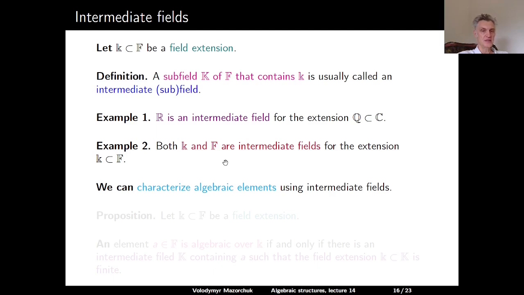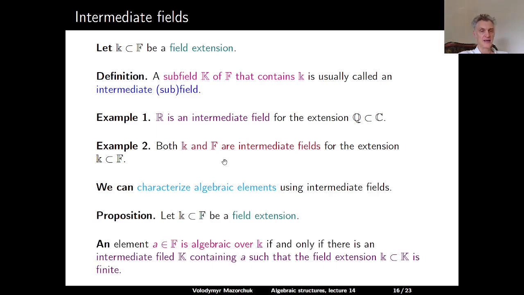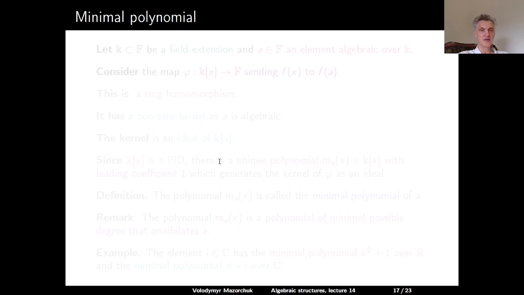And the interesting thing about intermediate fields is that we can characterize algebraic elements using intermediate fields. So in fact, we have the following proposition. Let k inside F be a field extension. An element A in F is algebraic over k if and only if there is an intermediate field K which contains A and such that the extension of little k inside capital K is finite. In order to prove this, we need some preparation.